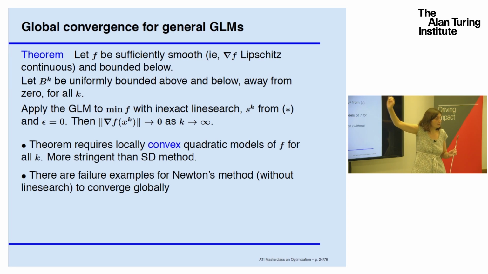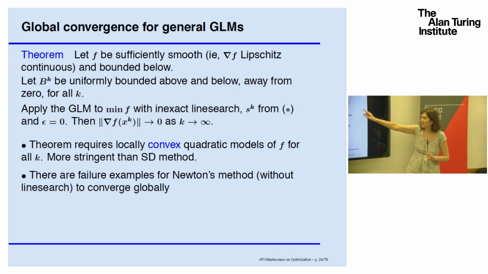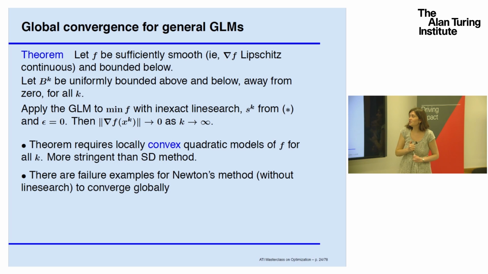Eigenvalues of BK uniformly bounded away from 0. That means convex, and it cannot even get close to singularity with K. So very, very nice convex local models. Then I can guarantee that all my limit points are stationary. So I need local convex quadratic models.